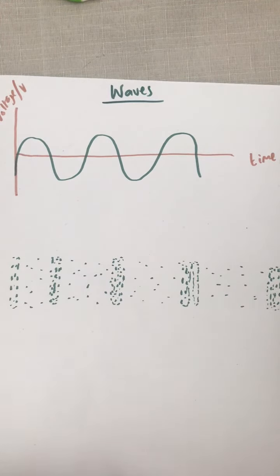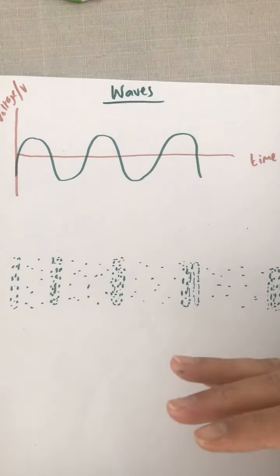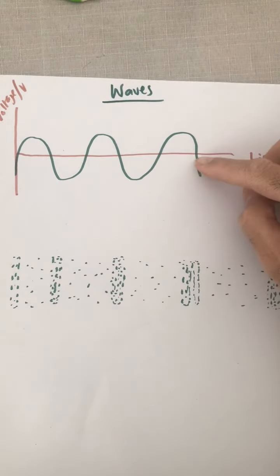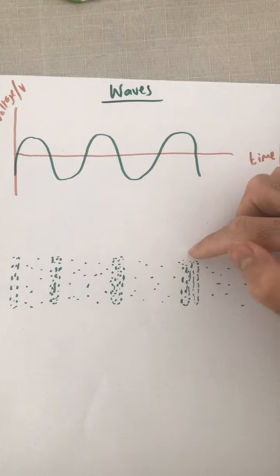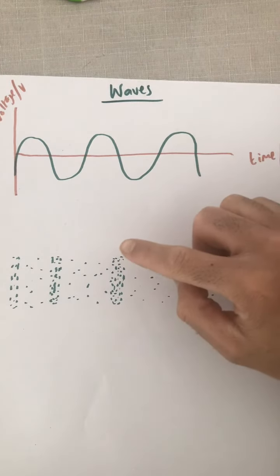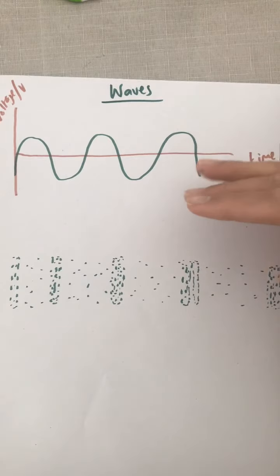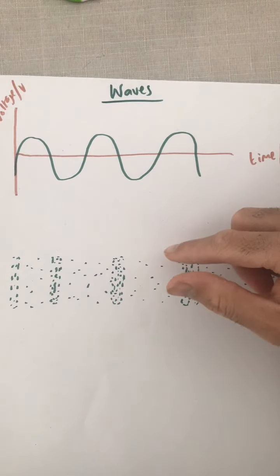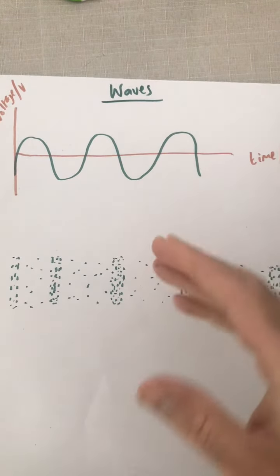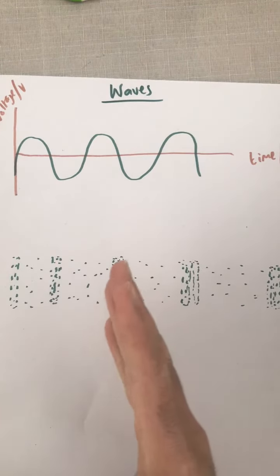Right, in this video we're just going to have a look at the very basic properties of waves. We've got two types of waves here. We've got a transverse wave, which is that one, and a longitudinal one over here. The transverse one moves up and down, so it's perpendicular to the direction of travel, and this one is actually parallel to the direction of travel. The way it vibrates is parallel to the direction of travel.